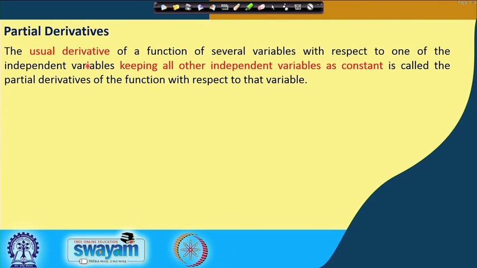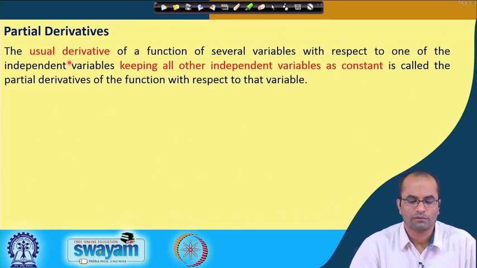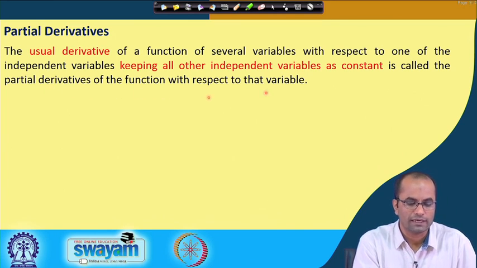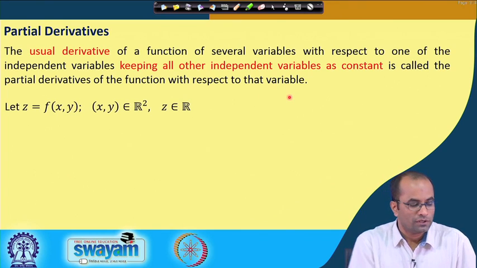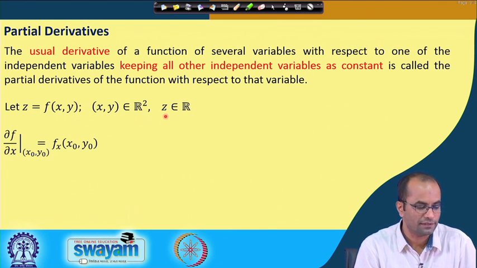So, as written here, it is a usual derivative when we have to keep other independent variables as constant and take the derivative with respect to one particular variable, and this is called the partial derivative with respect to that variable. So, for example, we have a function z is equal to f(x, y), and (x, y) belongs to some domain in R squared and z belongs to R, the real line.